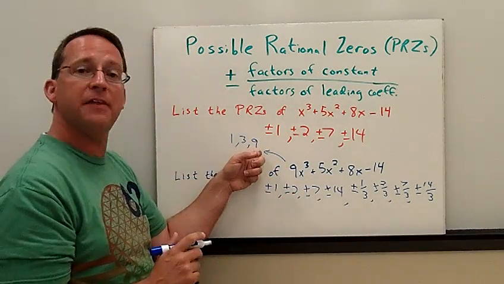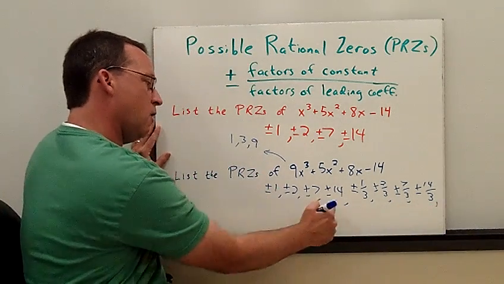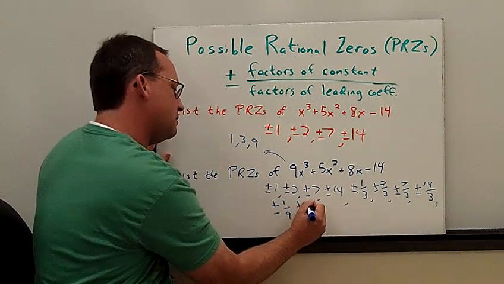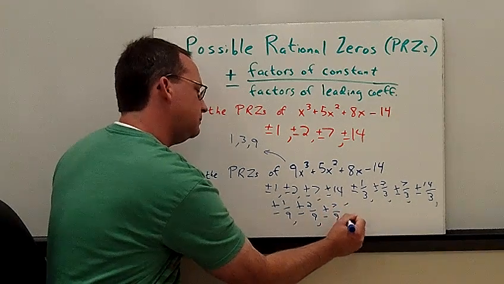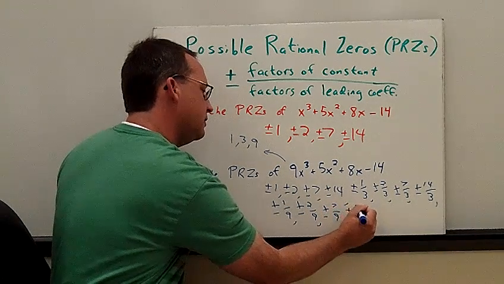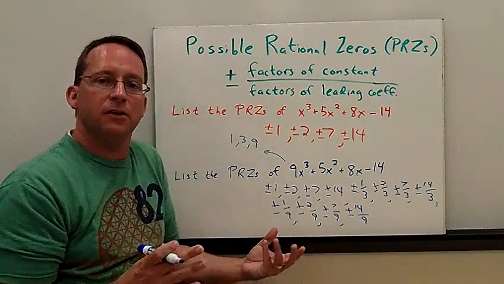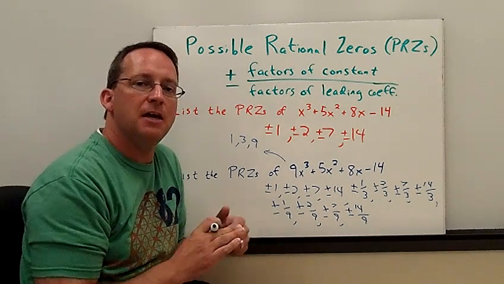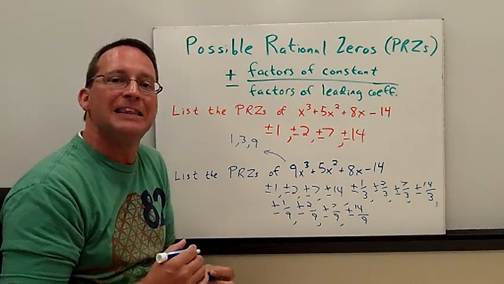I've also got to divide by the 9. So I have to go down and add another row here. All of these divided by 9. 1/9, 2/9, 7/9, and 14/9. So all of these are possibilities. This list tells me what my solutions might be to this polynomial. It doesn't tell me the answer, but it gives me a list of answers.